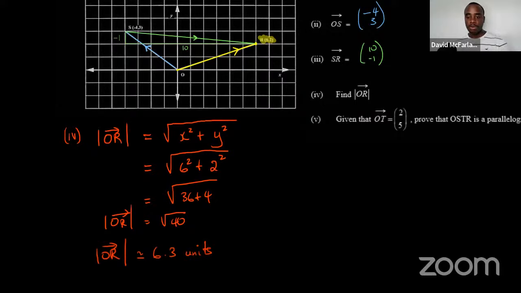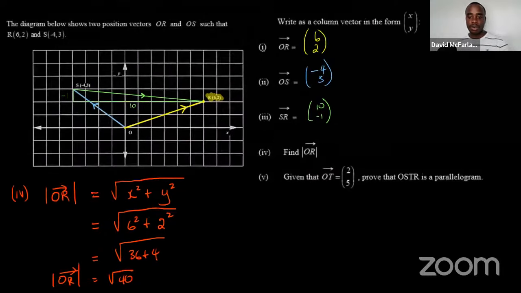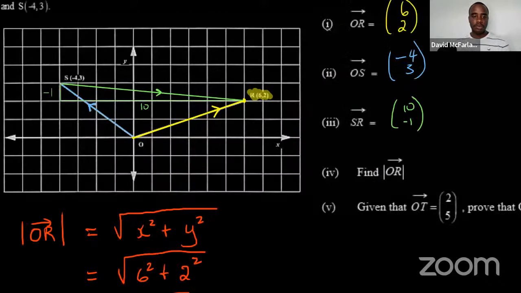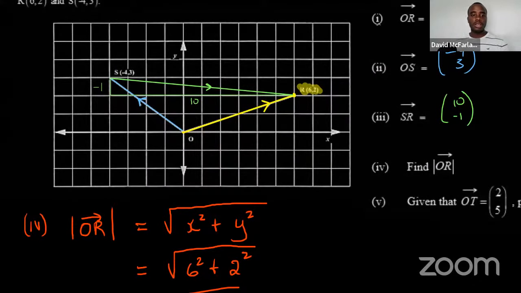Now it says that given that OT is 2,5, prove that OSTR is a parallelogram. What does that mean? First, it says OT is 2,5, so let's put that vector on our graph. I've run out of colors, so we'll go back to yellow. 2,5 means 2 in the x direction, 2 to the right, and 1, 2, 3, 4, 5 units up. So T would be right here because the vector OT is 2,5.